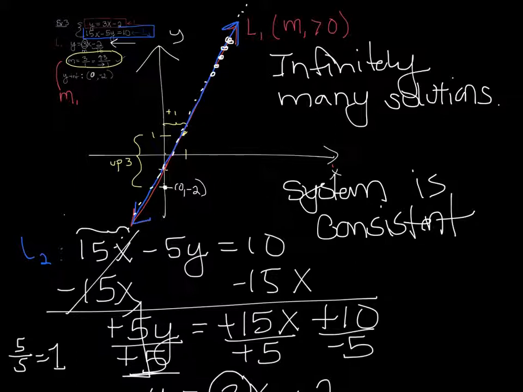So again, we've done 3 cases. Example 1 is where they have specifically one solution. Example 2, they have no solutions because they're parallel lines. And example 3 is they're the same line.